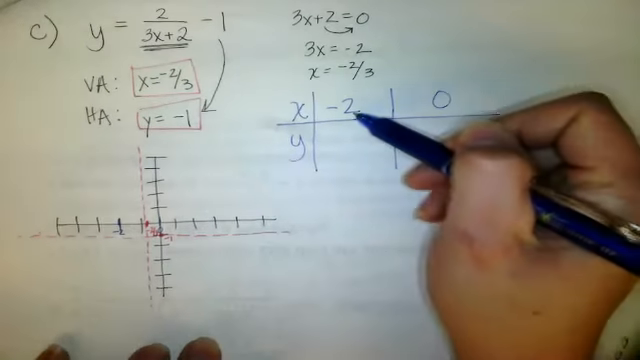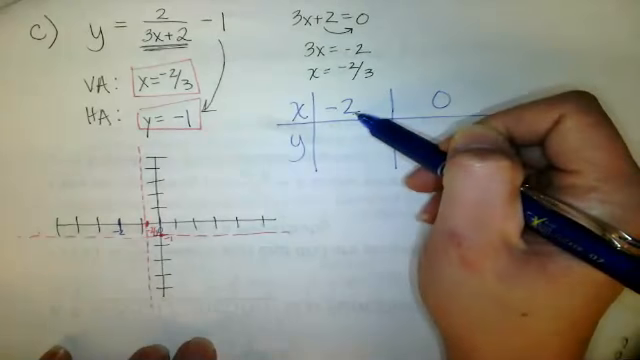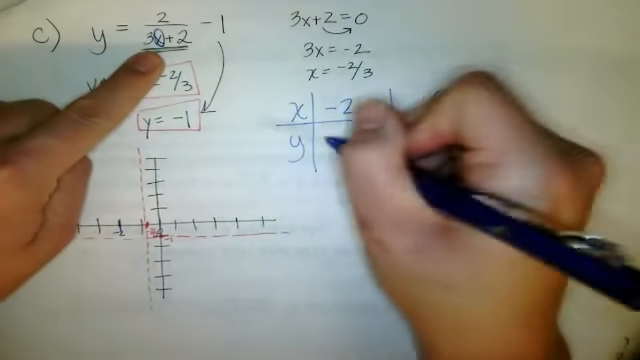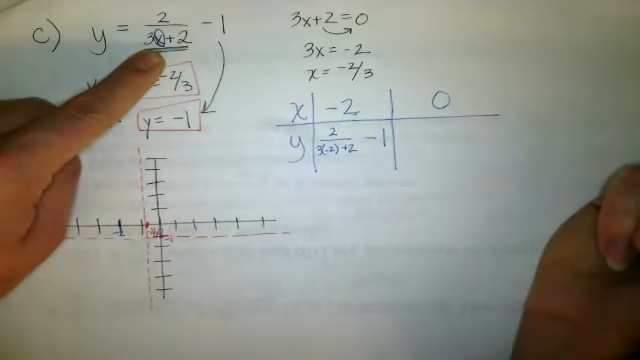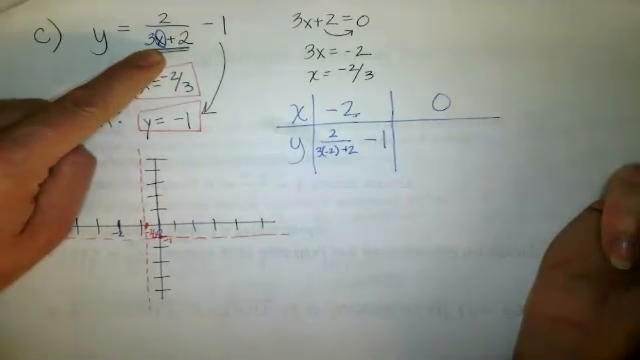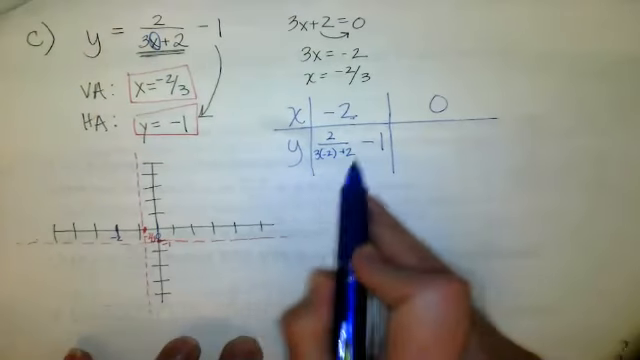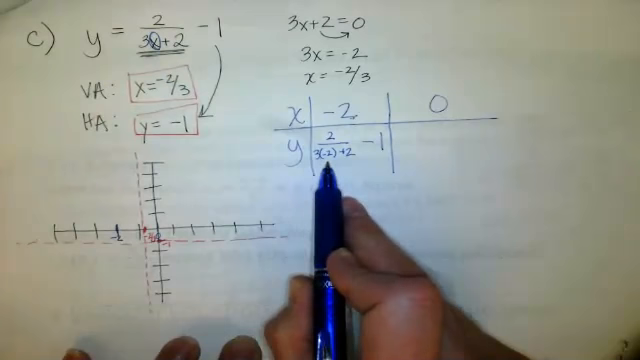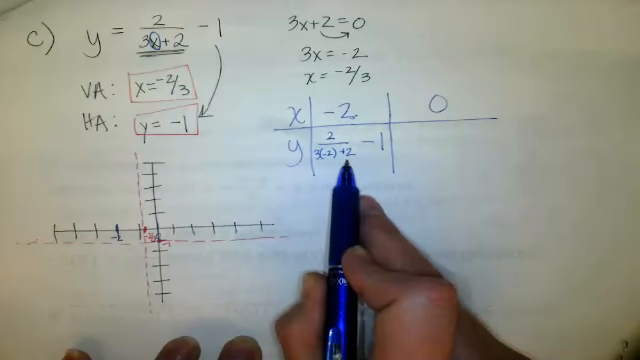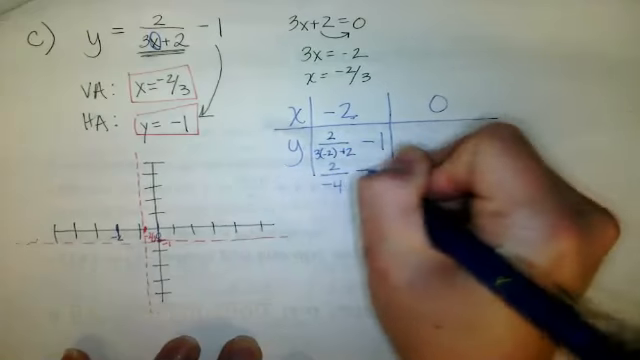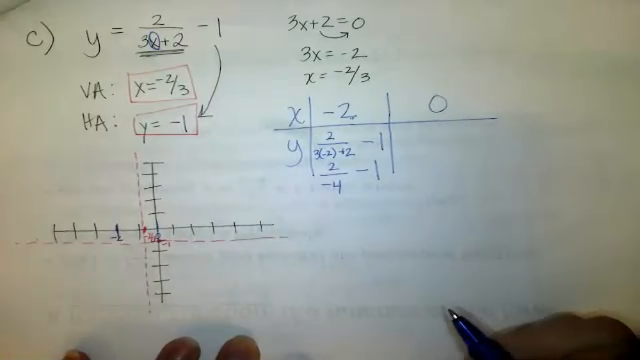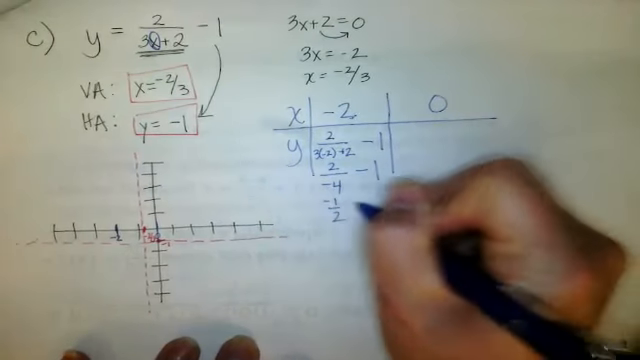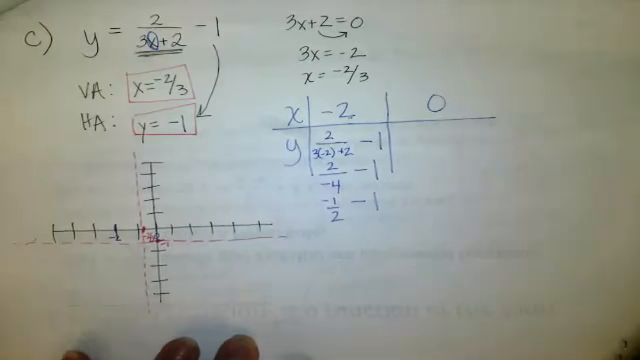Okay. What do we do with this negative 2? Plug it in for x right there. So we have 2 over 3 times negative 2 plus 2, minus 1. Let's figure out this denominator. What's 3 times negative 2? Negative 6 plus 2? Negative 4. So we have 2 over negative 4 minus the 1. What's 2 over negative 4? Negative 1/2. What's negative half minus 1?